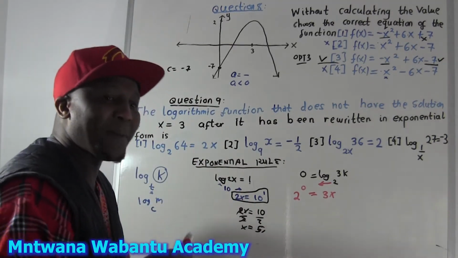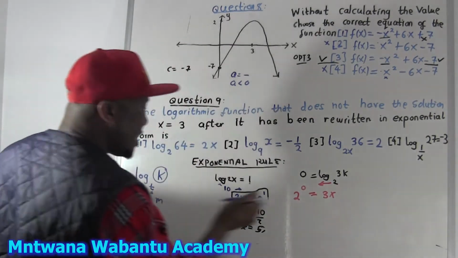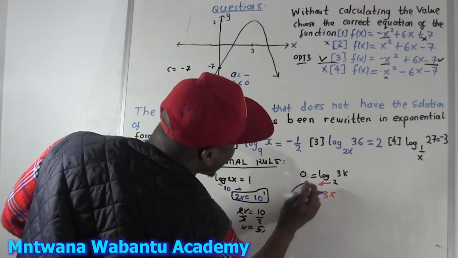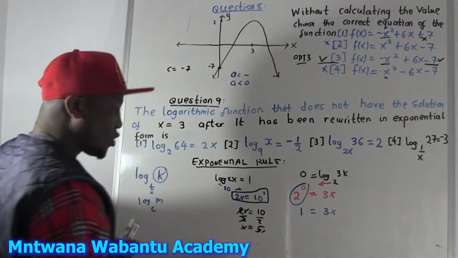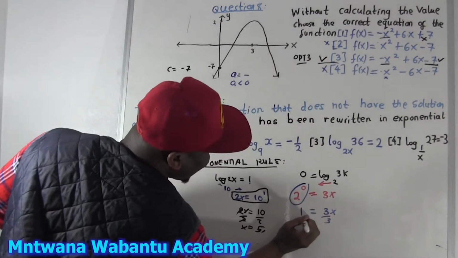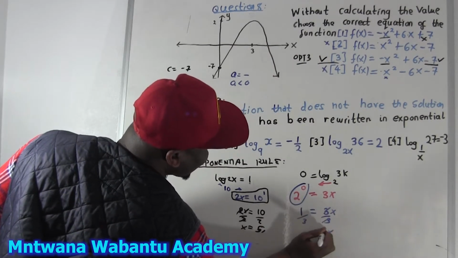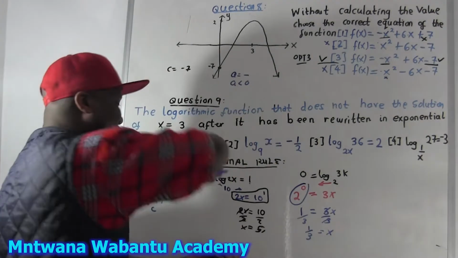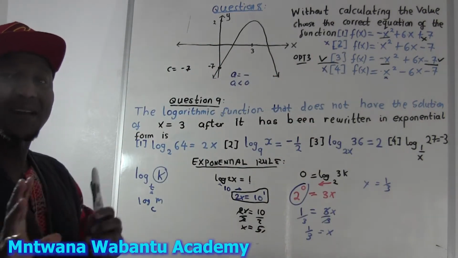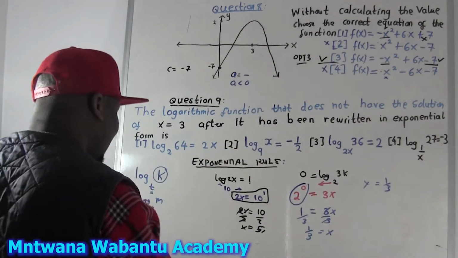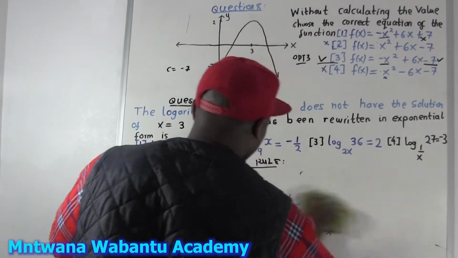But any number power 0 equals 1. So 2 power 0 equals 1. And then we have 3x. So if you want to get x, divide by 3, divide by 3. This and this cancel. So x equals 1 over 3. So I can just flip and say x equals 1 over 3. Oh, so I think now you understand the exponential rule. Let's go to our business here.